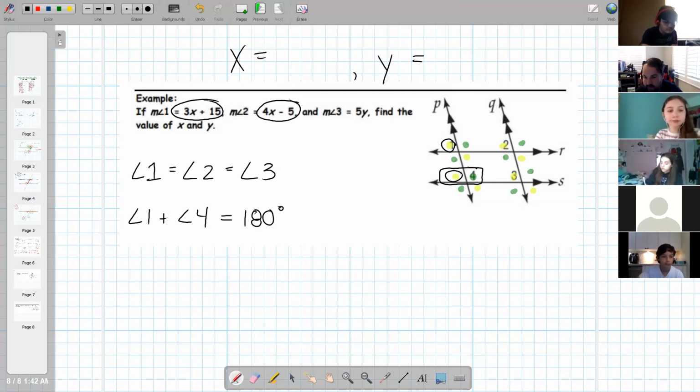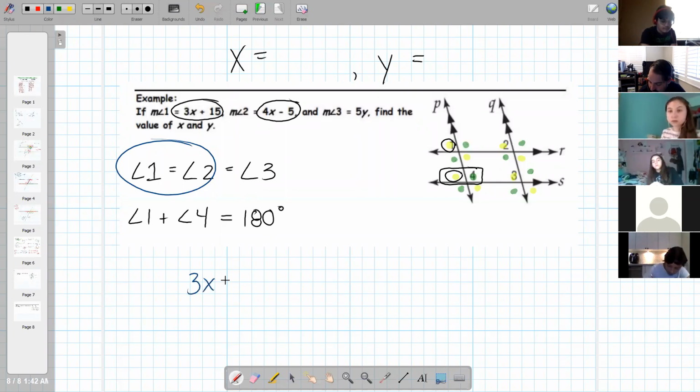They're equal to each other. We already said that right here. They have to be equal to each other. So we're going to take the expression for angle 1, 3x plus 15, and set it equal to the expression for angle 2. I'm going to give you a moment to think about how we solve that equation. Let's go ahead and solve for x.